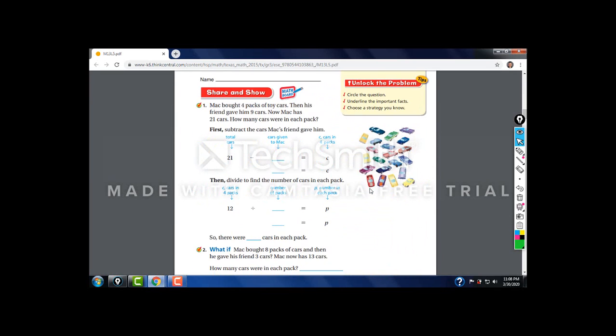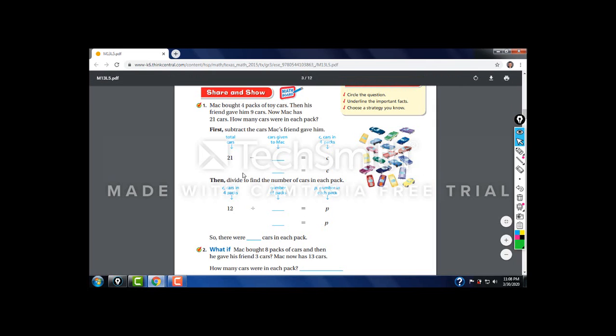So let's look at question number 1 and share and show. Now they give you all this right now, so all we do is plug in what's in there. So circle the question. Let's read it first. Mac bought 4 packs of toy cars. Then his friend gave him 9 cars. Now Mac has 21 cars. How many cars were in each pack?